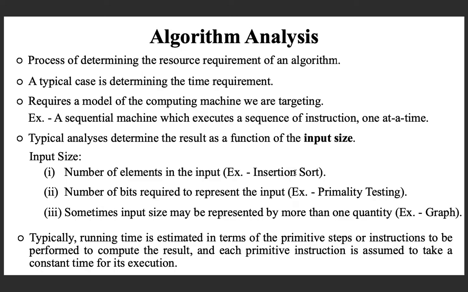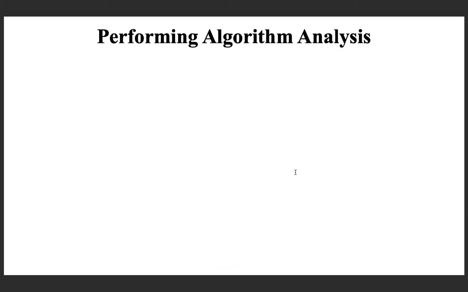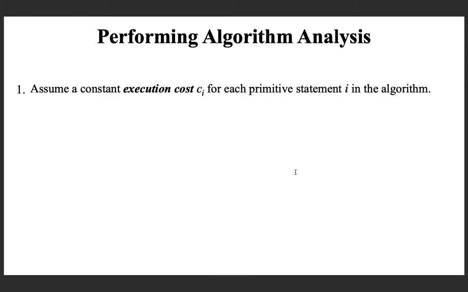I hope the basics of algorithm analysis is clear now. Now let us proceed. Now you can see, using an example, how you can perform analysis on an algorithm. We are going to look at how we can estimate the time requirement of an algorithm, and for that, as we saw in the previous slide, you can assume a constant execution time Ci for each primitive statement i. That is, for a single statement in the algorithm, the time taken is a constant. For the ith statement, you assume that it is Ci, the cost of i.